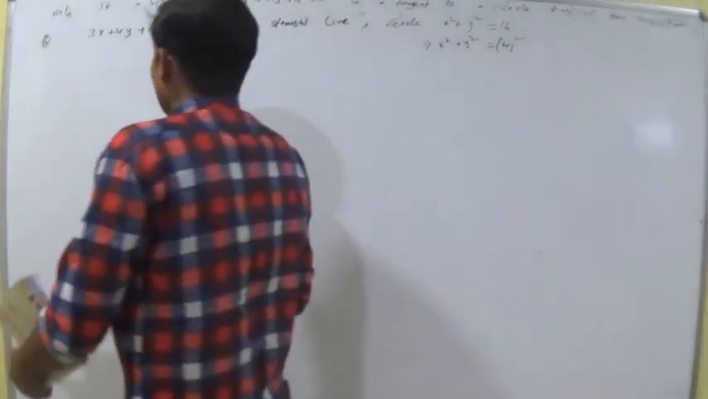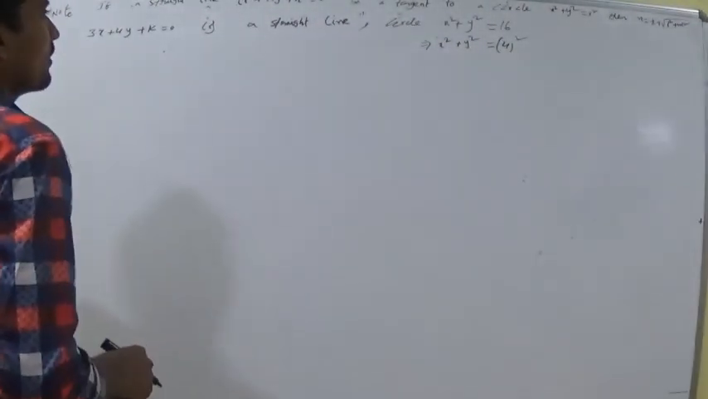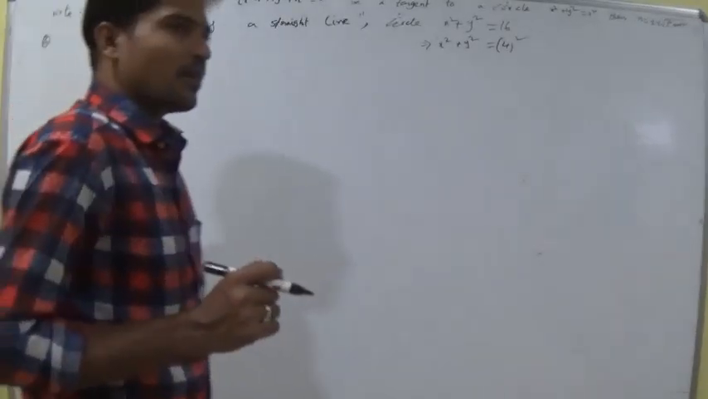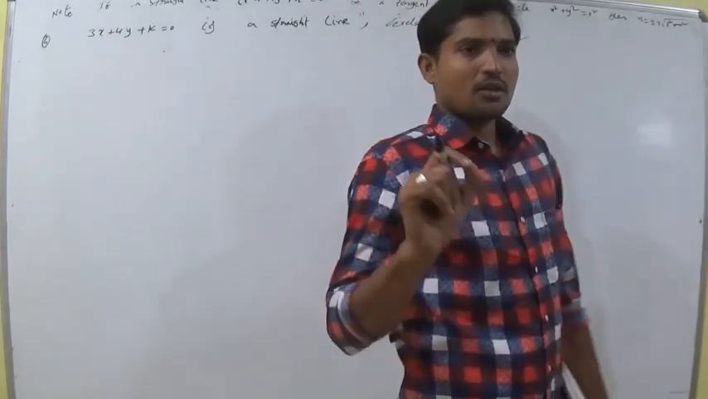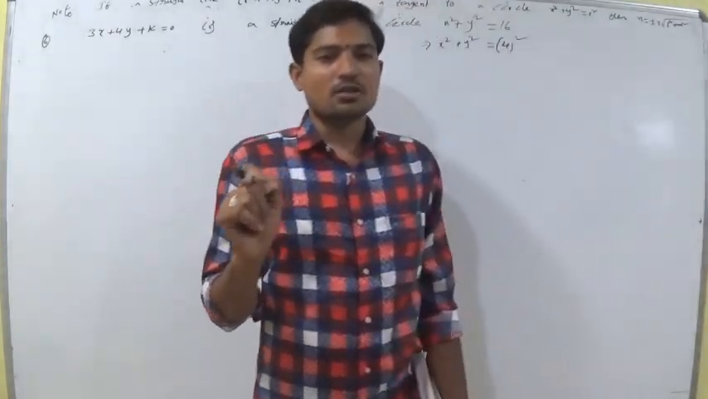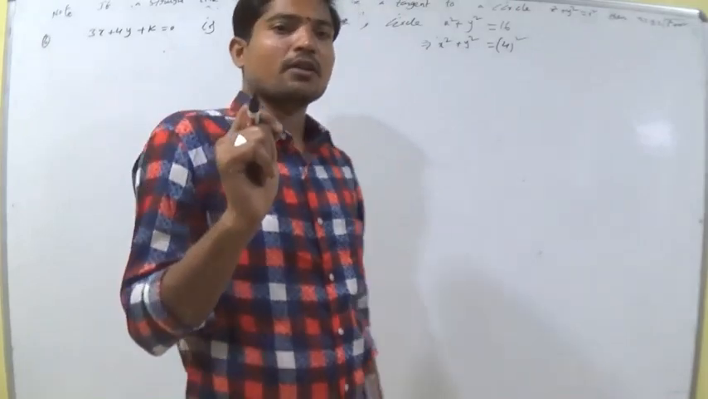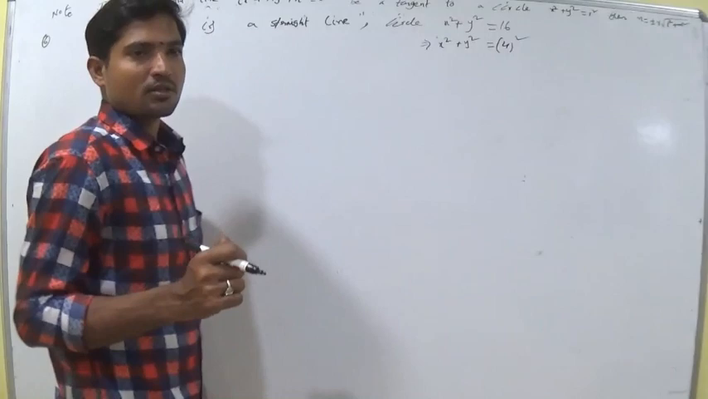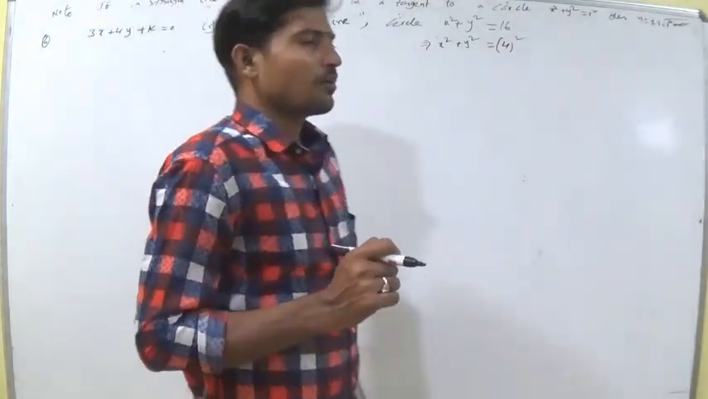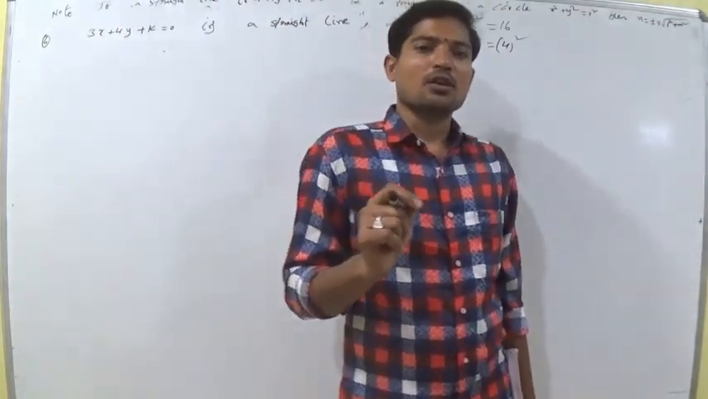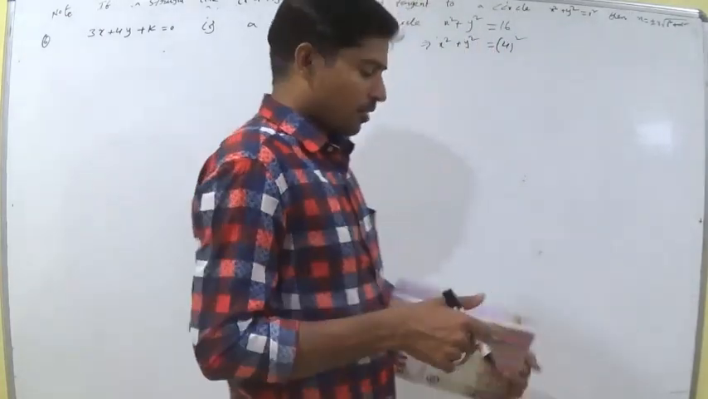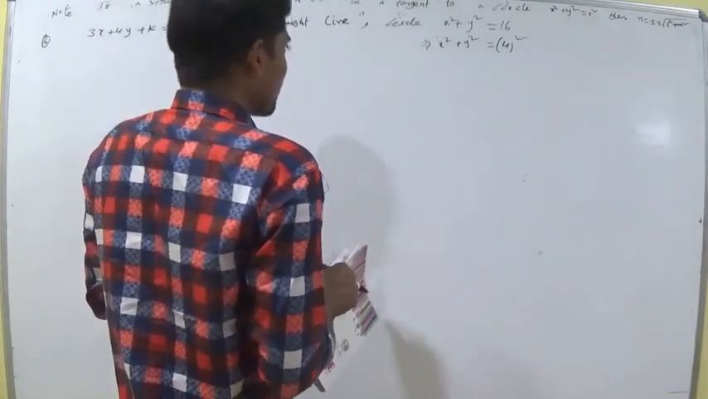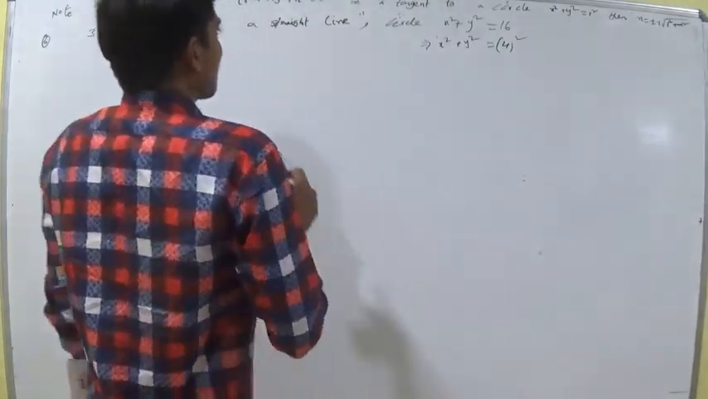So then, a straight line lx plus my plus n equal to 0 is a tangent to a circle x square plus y square equal to r square. The condition is n equal to plus or minus r square root of l square plus m square. So substitute the values in that formula, we can get the value of k.